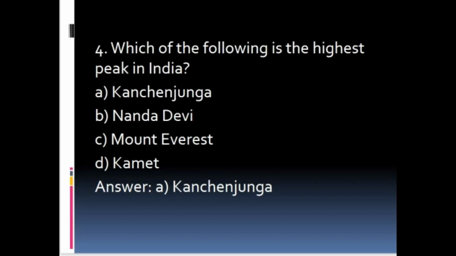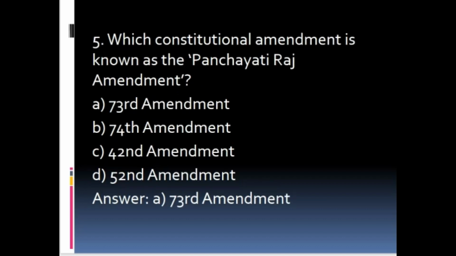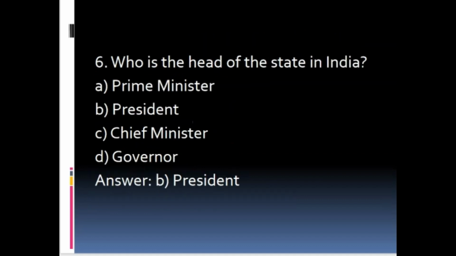Kanchenjunga, Nanda Devi, Mount Everest, Comet. Answer A. Kanchenjunga. Which constitutional amendment is known as the Panchayat Raj Amendment? 73rd Amendment, 74th Amendment, 42nd Amendment, 52nd Amendment. Answer A. 73rd Amendment. Who is the head of the state in India? Prime Minister, President, Chief Minister, Governor. Answer B. President.